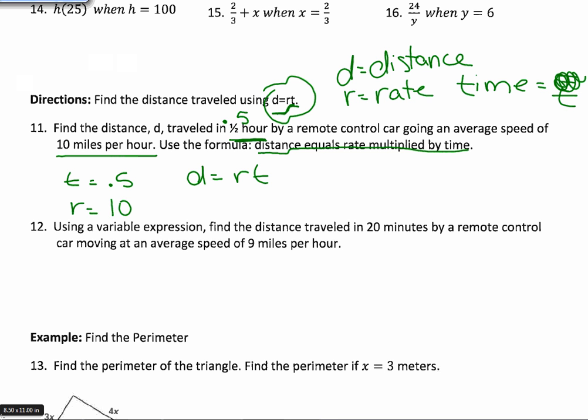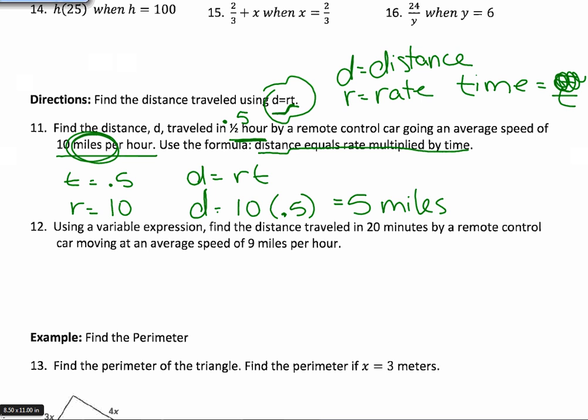So I don't know what D is, so I'm going to leave it D. R is 10, so we're going to plug in 10. And T is 0.5. Now remember, to make it look like it's not 10.5, we're going to put in our parentheses, so (0.5). Now we're going to simplify. I have 10 times 0.5. 10 times 0.5 is 5. So my distance is 5 miles. I'm getting miles from up here where it says miles.